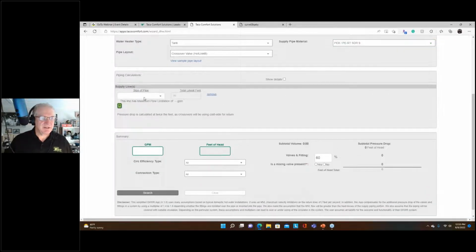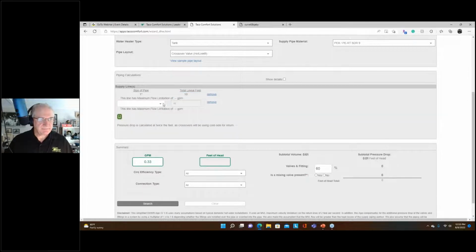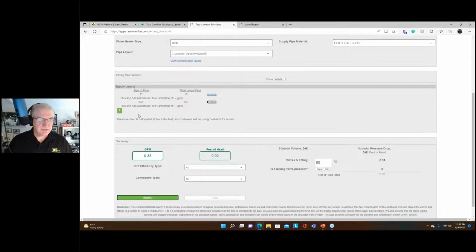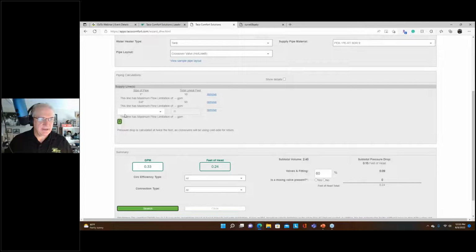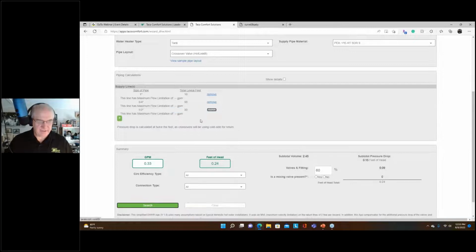And let's say it's simply a smaller structure. So I've got maybe 10 feet of 1 inch, and let's say I have 50 feet of 3/4 inch. And let's say we have 30 feet of 1/2 inch.